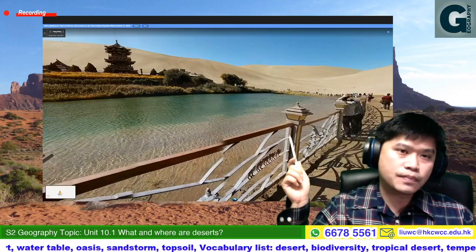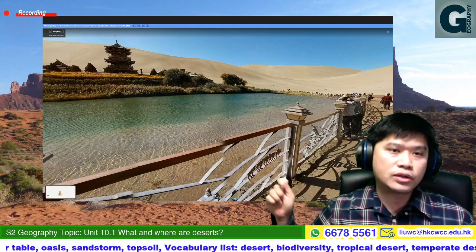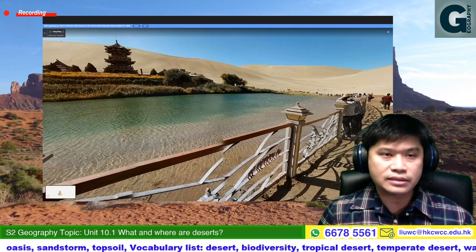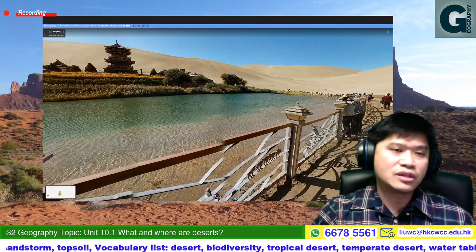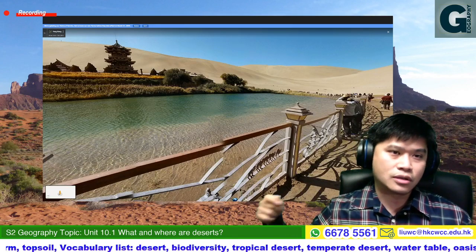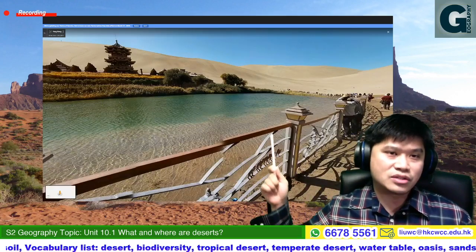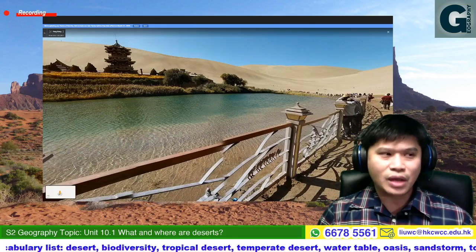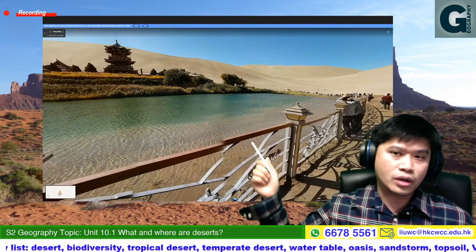This place is called Yueyaquan. Most of the water actually comes from the groundwater, and people know that this oasis has existed for more than a thousand years. But this oasis, this pool, will actually disappear soon, maybe in 10 or 20 years. This pond will disappear.